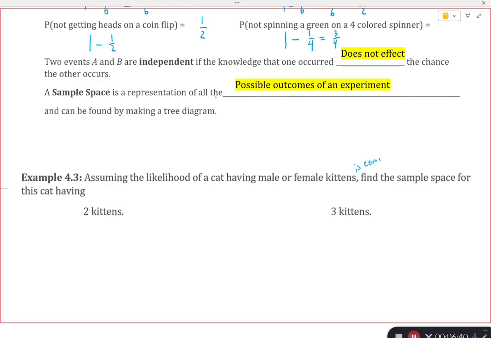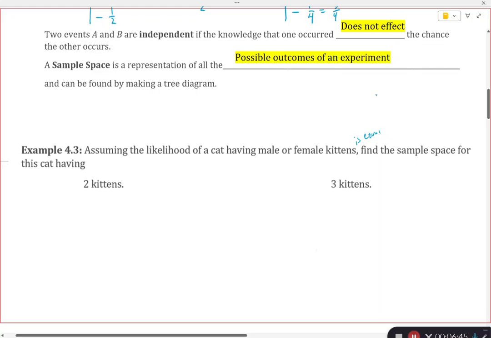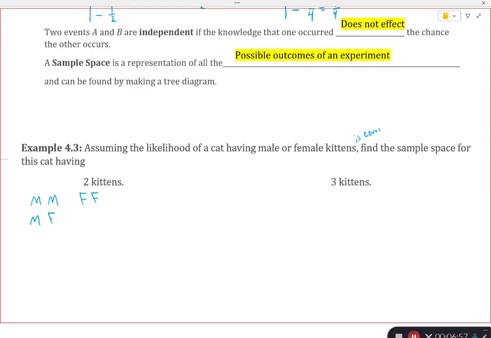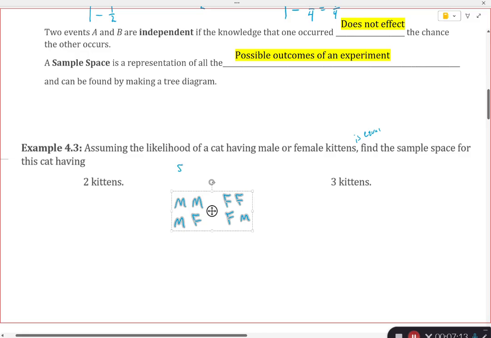So the sample space is, again, a representation of all the possible outcomes of an experiment. For the 2 kittens one, it should be pretty straightforward. We could have a male and a male, or a female and a female, or a male and a female, or a female and a male. There are only 4 possible outcomes. This is the sample space. We could make a tree diagram. Let me move this out of the way and I'll label this a little bit better.